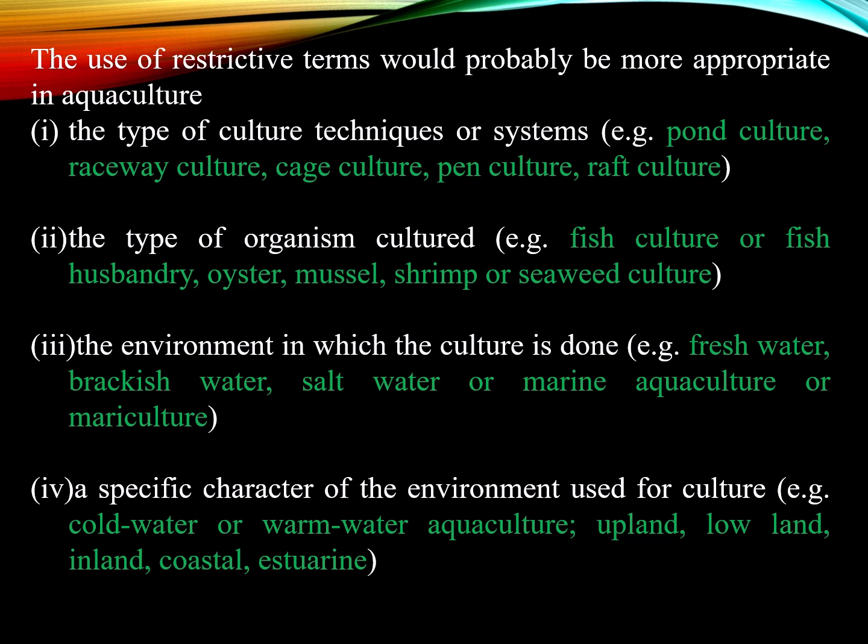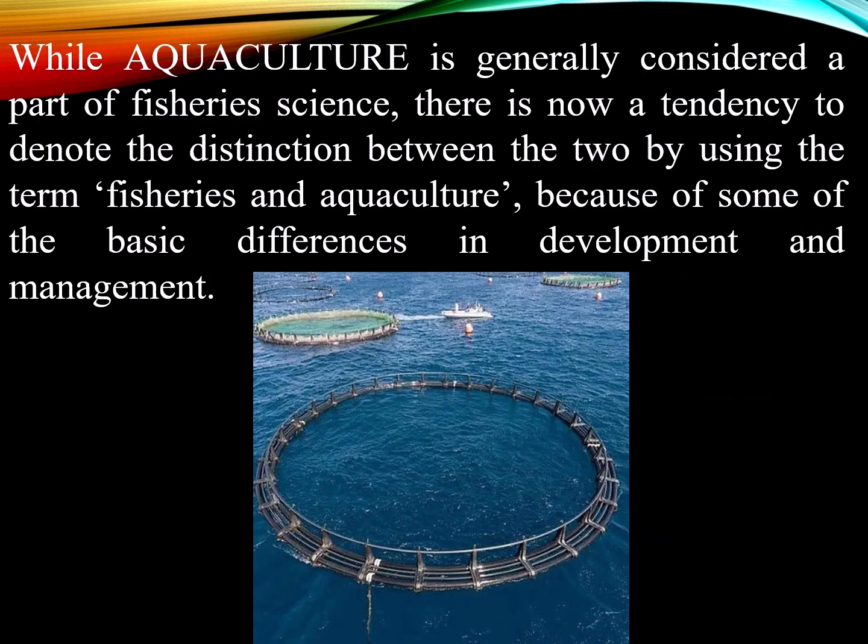Thirdly, the environment in which the culture is done, e.g. fresh water, brackish water, salt water or marine aquaculture or mariculture. Fourthly, a specific character of the environment used for culture, e.g. cold water or warm water aquaculture, upland, lowland, inland, coastal, estuarine. While aquaculture is generally considered a part of fisheries science, there is now a tendency to denote the distinction between the two by using the term fisheries and aquaculture, because of some of the basic differences in development and management.